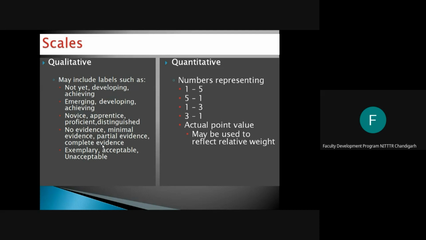And one more scale can be exemplary, acceptable, unacceptable. Exemplary is the top level, acceptable is the middle level, and unacceptable means your performance is poor. Is that all right?